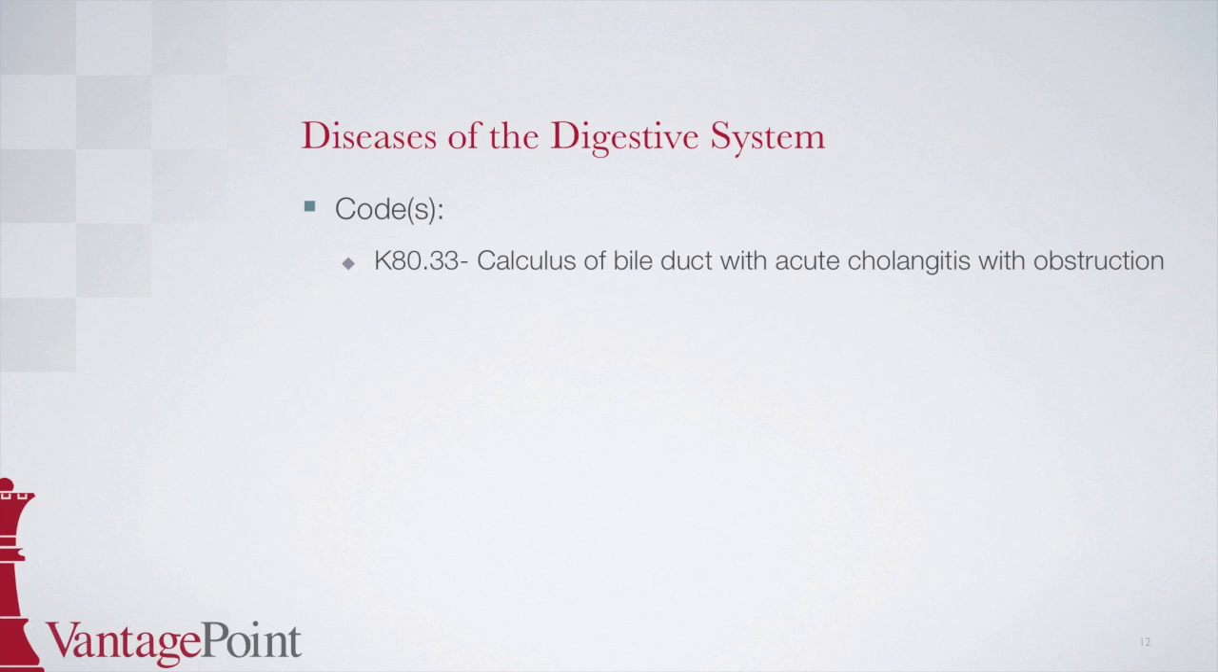The answer is K80.33, calculus of bile duct with acute cholangitis with obstruction. To locate this code, start at cholangitis in the alphabetic index where there is an instructional note which states see calculus bile duct. After you follow these directions and are at bile duct under calculus, find the word with, then cholangitis, then acute, and then the word with indented below, followed by obstruction, which points to K80.33, which you would then confirm in the tabular.